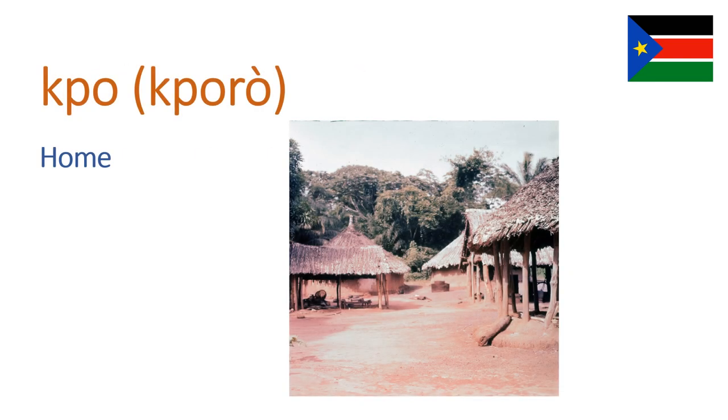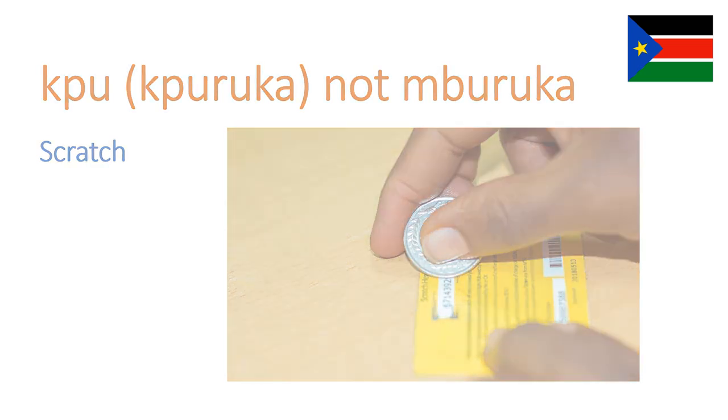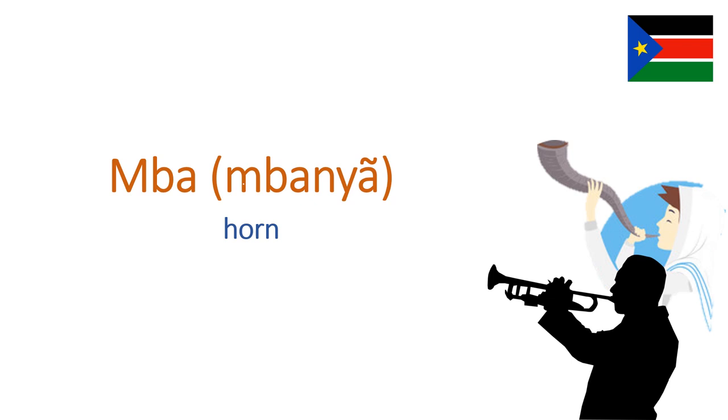Kwa, kwara. This is the Azande word for home. Minandu ku kwaroyo. I'm going home. Pu. Puruka, this is scratch, like scratching the air time, and it is not mburuka. Mburuka is to get injured. Mba, mbanya, that is horn or saxophone or a trumpet, any one of them. It can be even a whistle. Movudi ngombanya ndeko, please can you blow the trumpet?